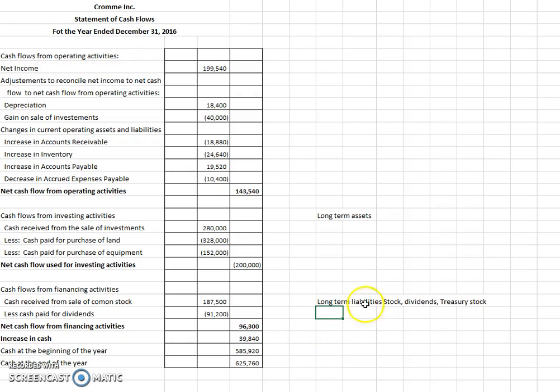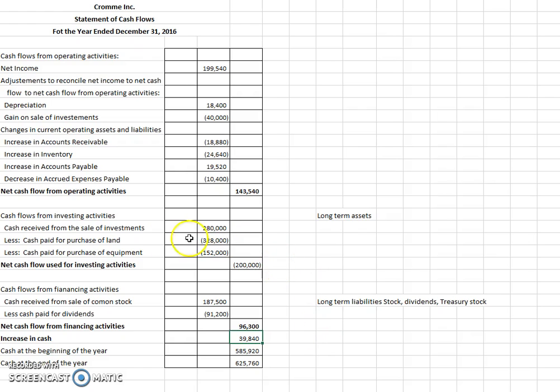And then to finish it out, we will add together our operating, investing, and financing activities. We will place our beginning cash, $585,920. When we add these two together, we should get to our ending cash. And of course, you recognize this number as that was our net change in cash that we were looking for. And here we go. We categorized it. $143,540 was a positive from operations. We had a negative of $200,000 from investing, and a positive of $96,300 from financing, getting us to that net change. So that's what I mean when I say we categorized it.